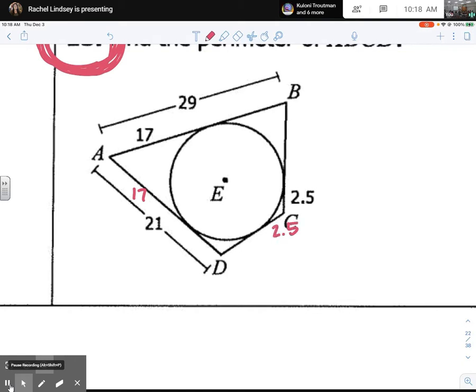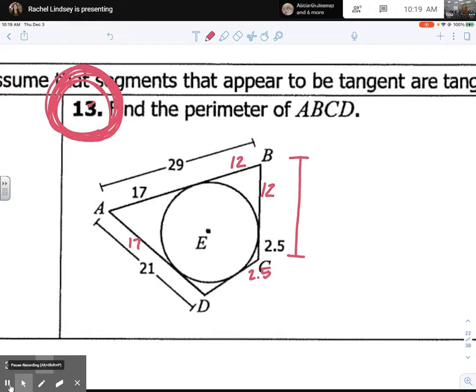So now I need to find this part and this part. What's 29 minus 17? 12. So if that part's 12, this one's 12. Okay, so 29 minus 17 gives me 12 for this part. If this part's 12, this part's 12. So I want to know what this whole BC is. What's 12 plus 2.5? 14.5.